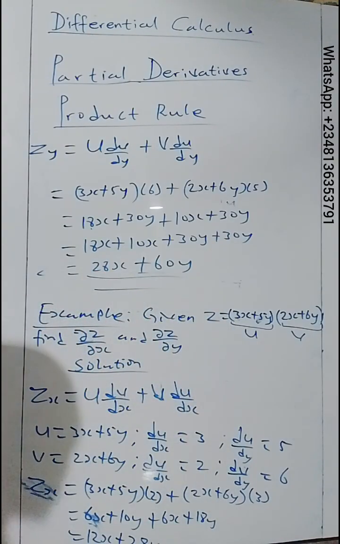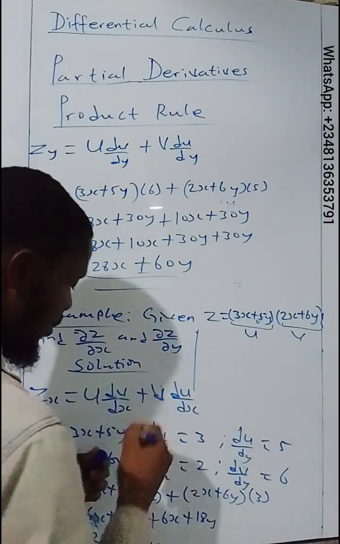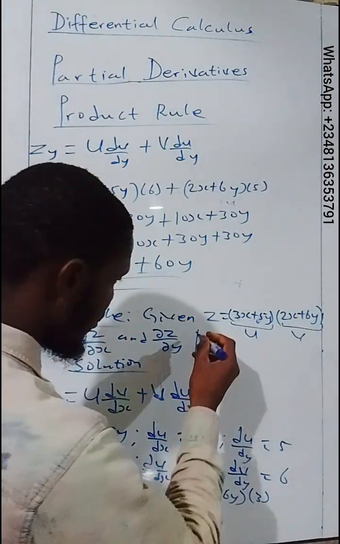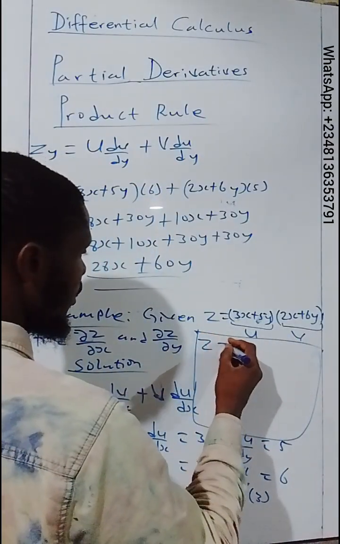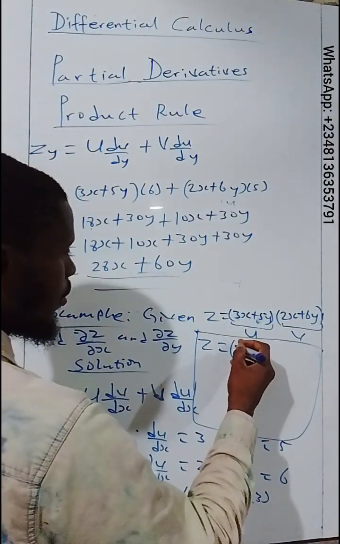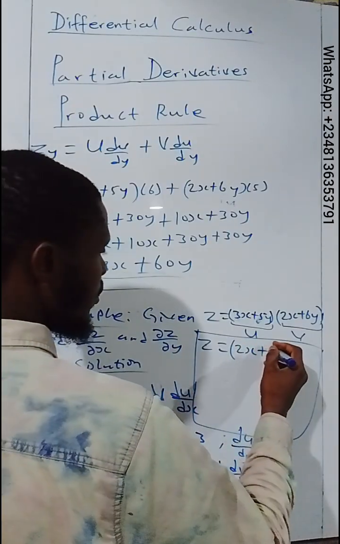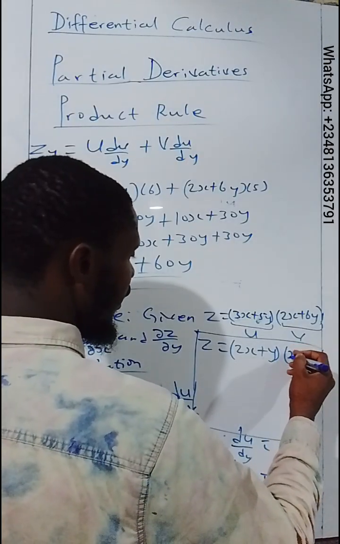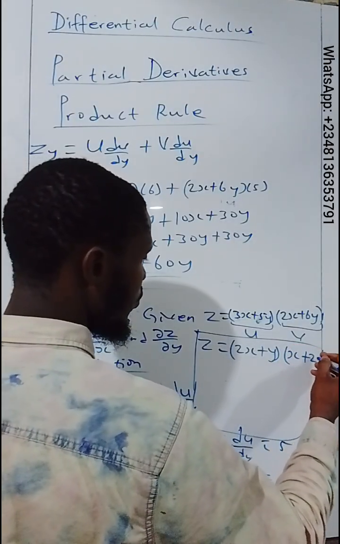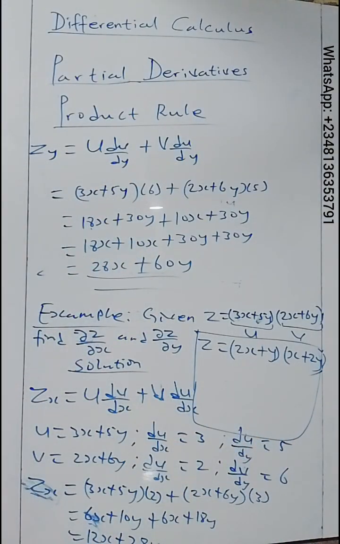Can you also try this? Let's say we have z equal to (2x plus y) multiplied by (x plus 2y). Can you find the partial derivatives applying the product rule?